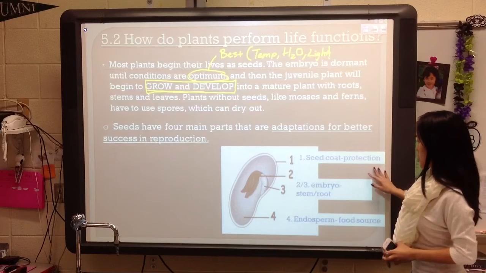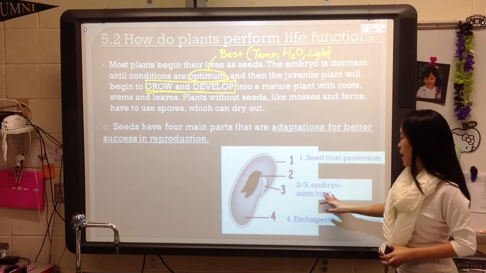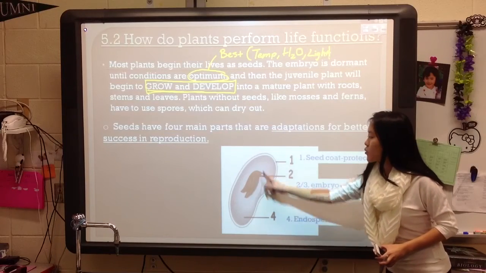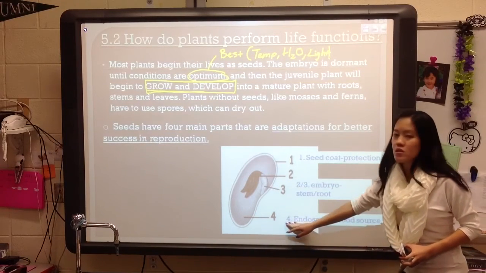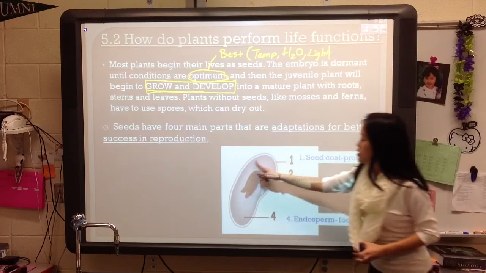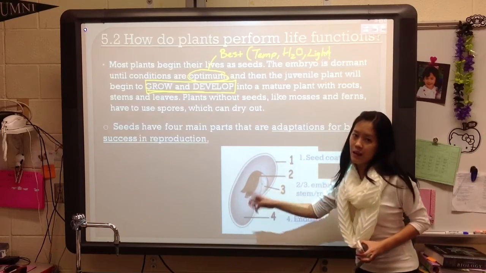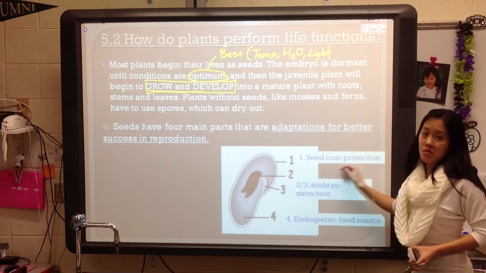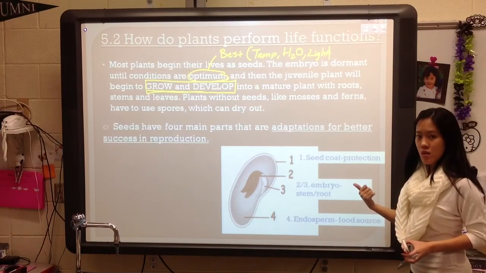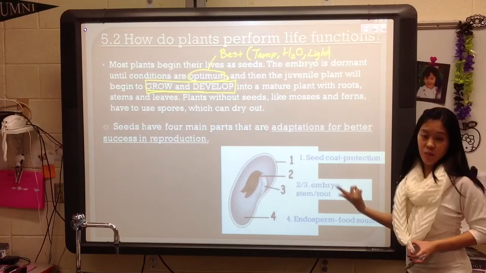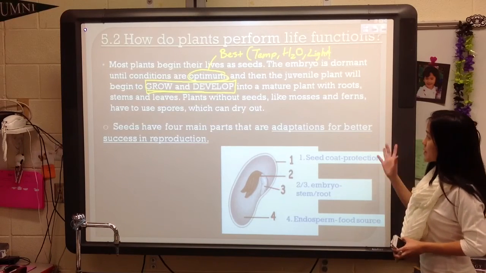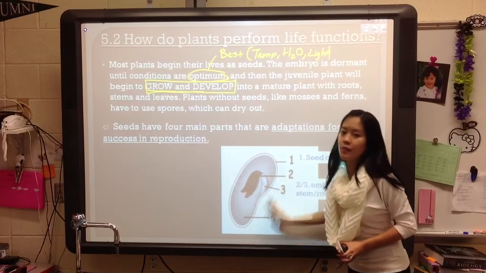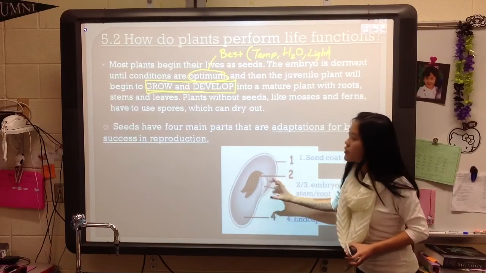You have the seed coat for protection. You have the embryo, which will become the stem and the root of the plant. And then you have what's known as the endosperm, which is this food inside that's going to allow the plant to survive. Now the seed coat is going to sometimes protect it from other animals. It can also protect it from damage from the weather. But basically, when temperature, water, and light is at its optimum, then this little embryo will start to develop.